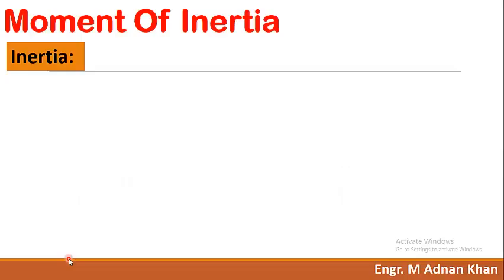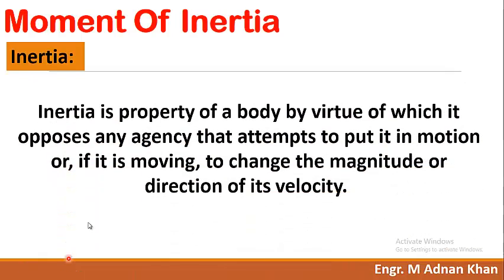First of all, we will define what is inertia. Inertia is a property of a body by virtue of which it opposes any agency that attempts to put it in motion, or if it is moving, to change the magnitude or direction of its velocity.